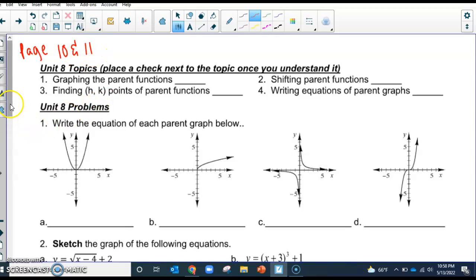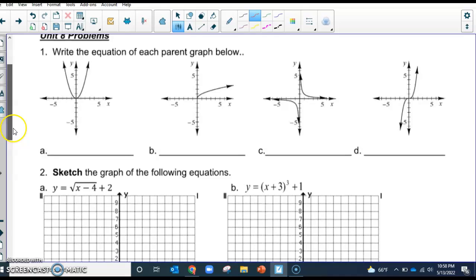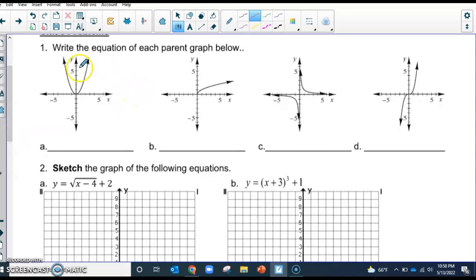Here we are talking about our parent graphs. Our first one here, this is a parabola. The parent graph for our parabola is y equals x squared. Then we come over here and we have the square root. So y equals the square root of x. C is a little bit different. This is our hyperbola where our x is in the denominator. And then for D, we have our cubic, so x to the third.